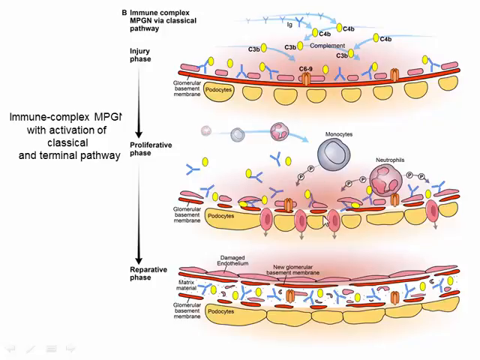It makes big holes over them. And as a result, the red blood cells leak out. You can see it over here. That's how these patients get hematuria. That's how they get proteinuria. That's how they get renal failure. And this is what the proliferative phase is.